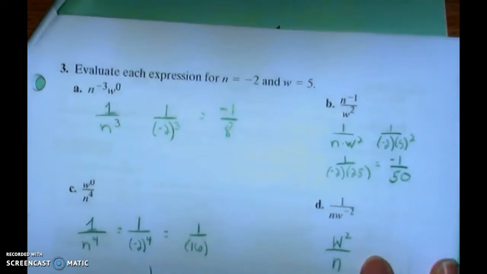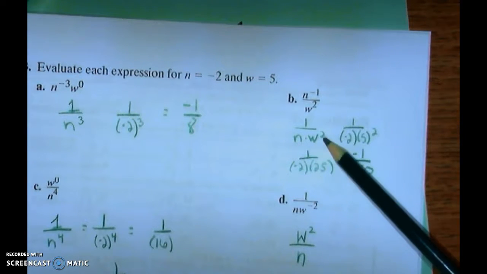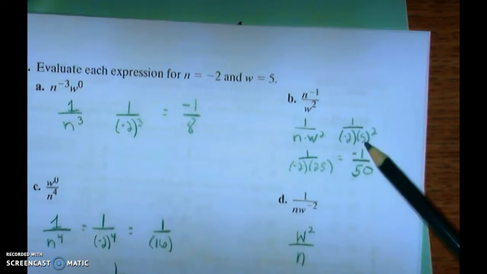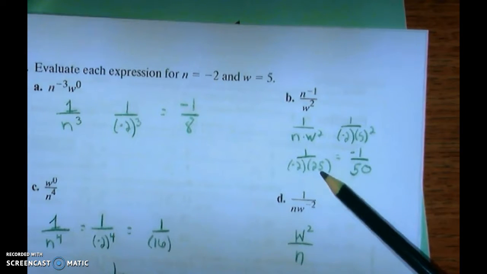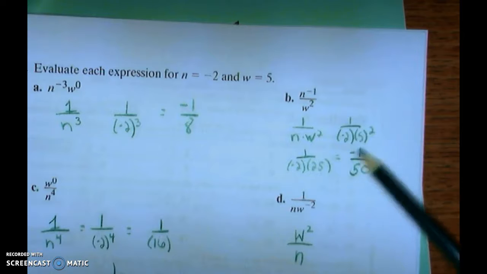Example B, 1 over nw squared. The n to the negative 1 comes down. That becomes 1 over negative 2 times 5 squared. 5 squared is 25. So I have 1 times negative 2 times 25, which is 1 over negative 50, or negative 1/50.